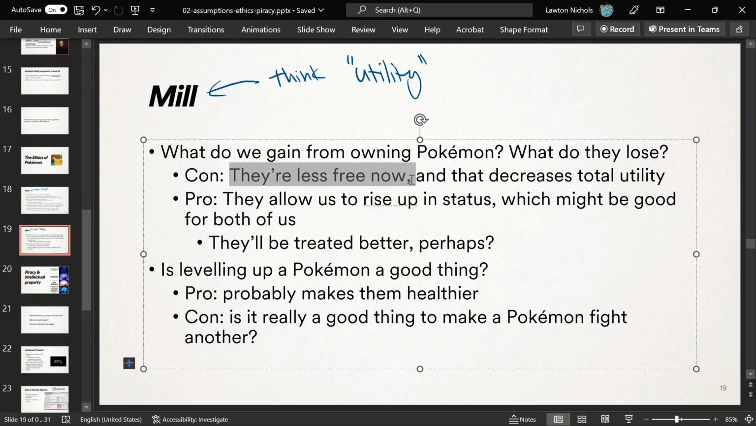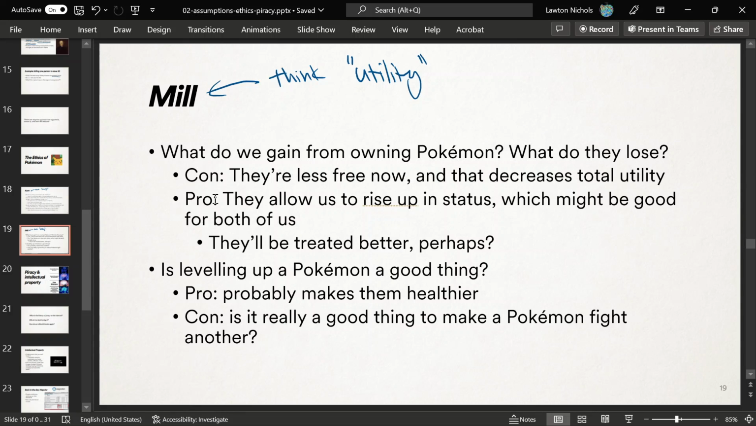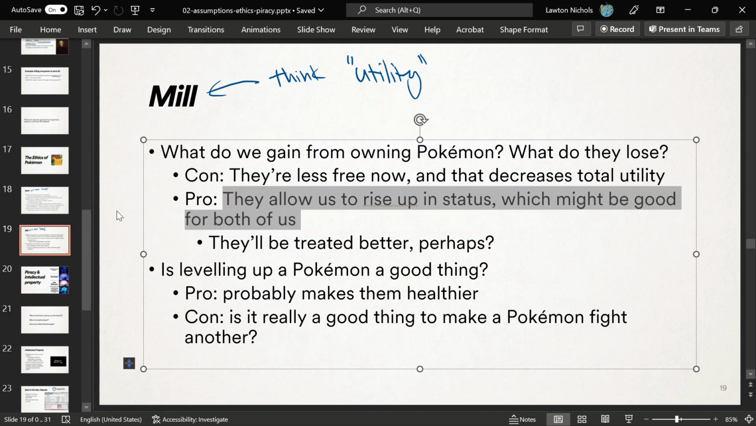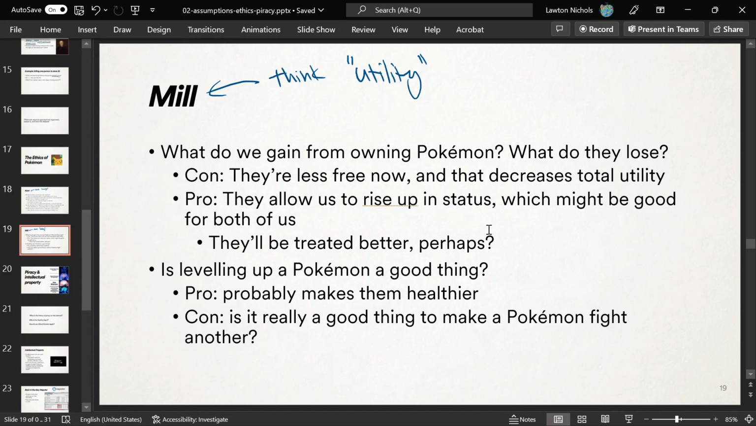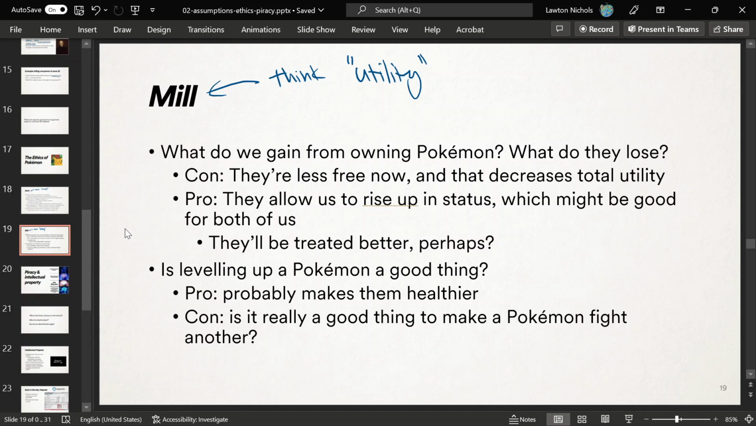The Pokemon, they're less free now. They're not able to roam around in the wild, and maybe that decreases their total utility. They would be happier playing among themselves, right? A pro maybe would be, though, again, we get to level them up if we force them to fight other Pokemon. They allow us to rise up in status, which might be good for both of us. Like, they get access to those, I don't know if you've ever seen the anime before, but there's like little Pokemon resorts. You got to pay for those, so can't go to those in the wild unless you break in. So maybe they'll be treated better in the end. And that's a pro. And you have to weigh that. And that's how you start your essay. You see that? It's just a way of thinking about the problem. It's not giving you the answer, it's just a way of thinking about the problem.